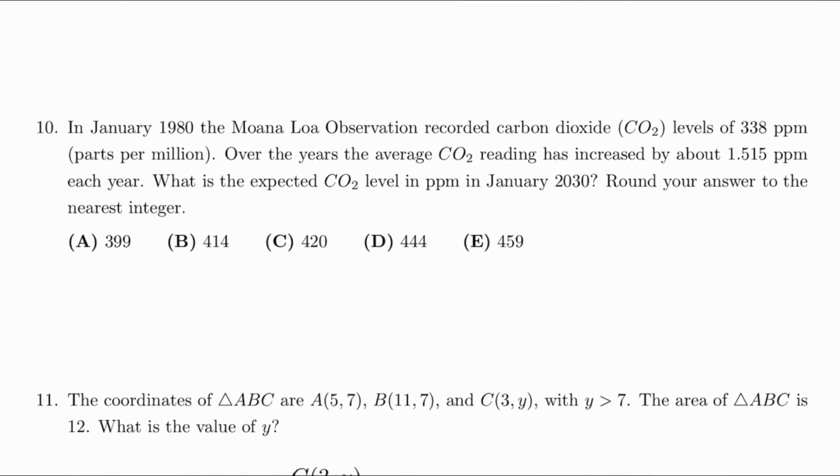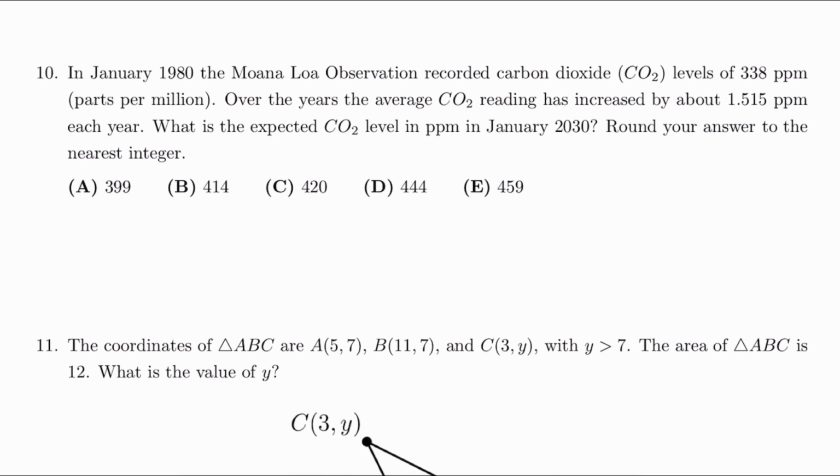Move on to number 10. Number 10 says, in January of 1980, the Mauna Loa observation recorded carbon dioxide levels of 338 parts per million. Over the years, the average CO2 reading has increased by about 1.515 ppm each year. What is the expected CO2 level in ppm in January 2030? We want to round our answers to the nearest integer.